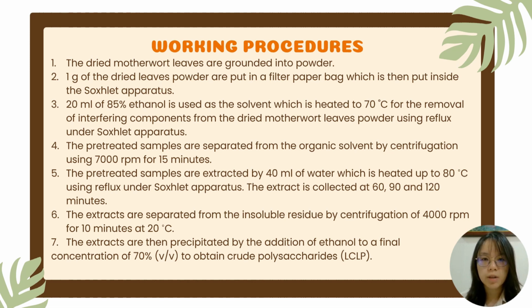The pre-treated samples are separated from the organic solvent by centrifugation using 7,000 rotations per minute for 15 minutes. The pre-treated samples are extracted by 40 ml of water, which is heated up to 80 degrees Celsius using reflux under Soxhlet apparatus. The extract is collected at 60, 90, and 120 minutes. The extracts are separated from the insoluble residue by centrifugation of 4,000 rotations per minute for 10 minutes at 20 degrees Celsius. The extracts are then precipitated by the addition of ethanol to a final concentration of 70% to obtain crude polysaccharide, which is also denoted as LCLP.